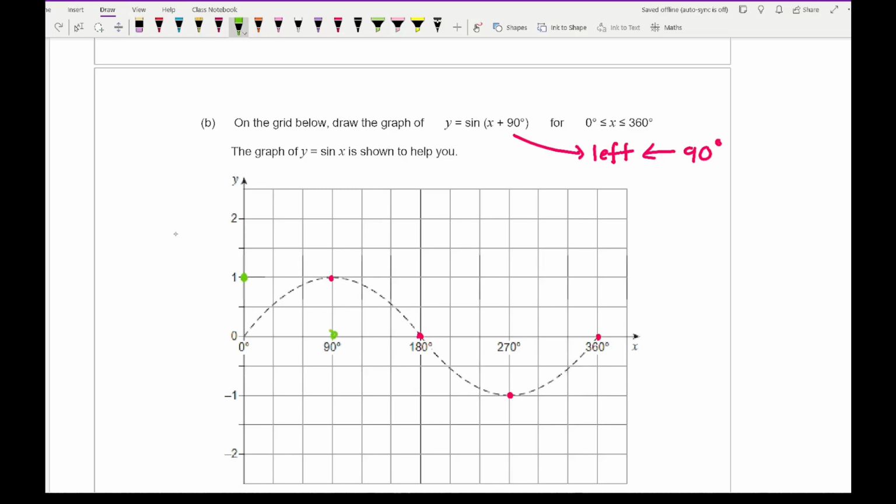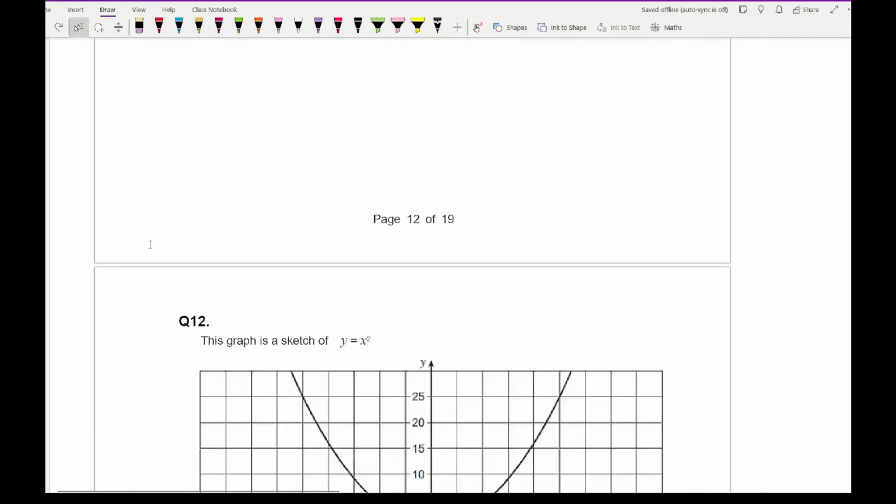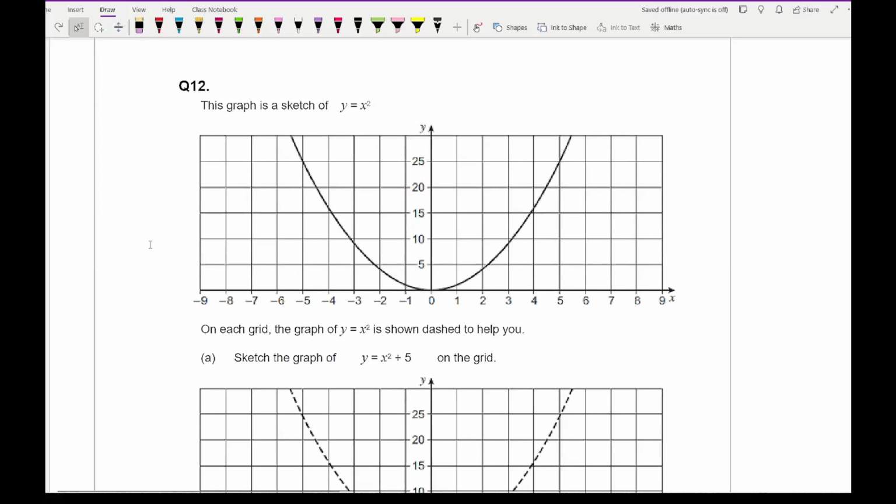This point is now going to be there. This point is now going to be there. And this point here is now going to be there. And the last point is now going to be here. So then sketching this graph, it's going to look something like that.